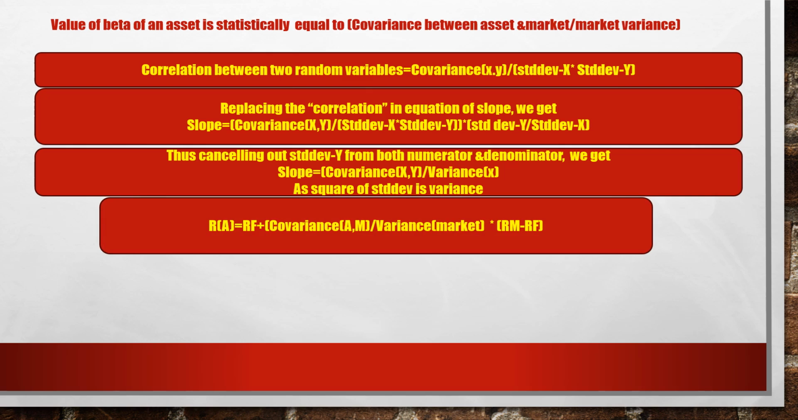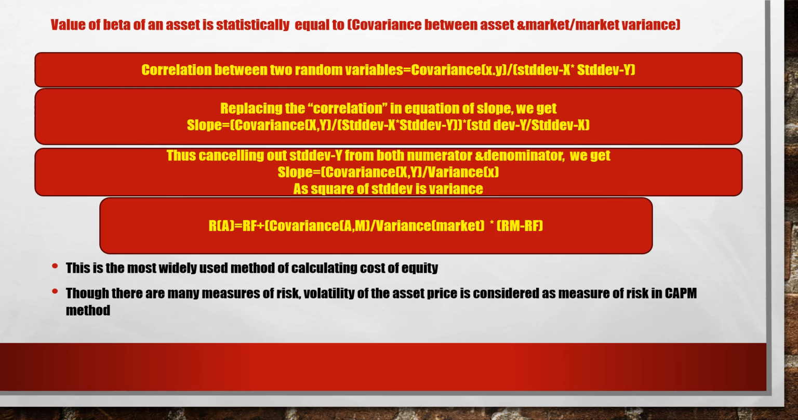Thus the expected return of an asset equals the risk-free rate of return plus the covariance between the asset and the market returns divided by the variance of the market, multiplied by the expected market return minus the risk-free rate. This is the most widely used method of calculating cost of equity. Though there are many other measures of risk, volatility of the asset price is considered the measure of risk in the capital asset pricing model method.